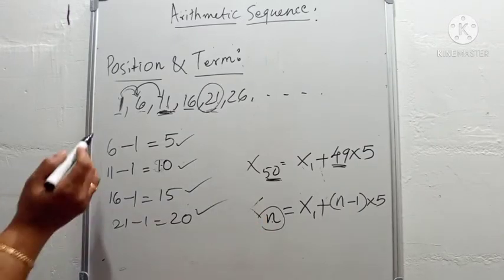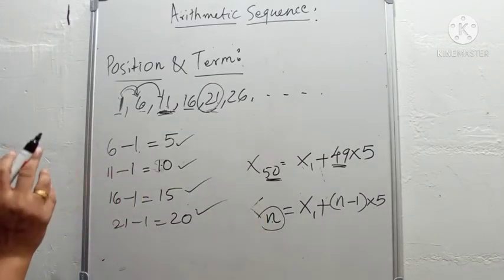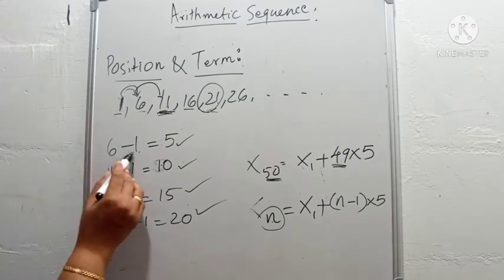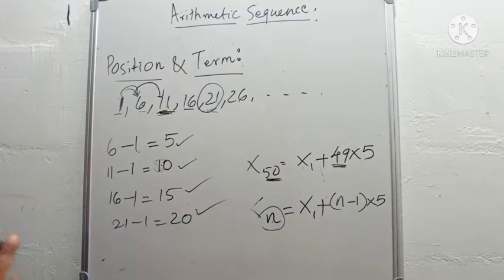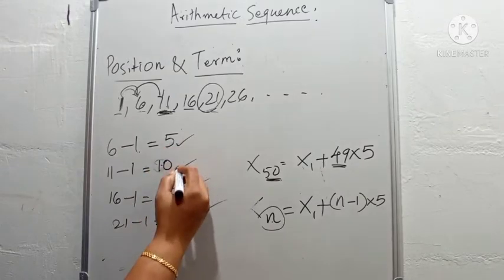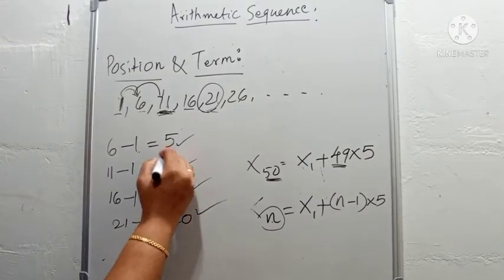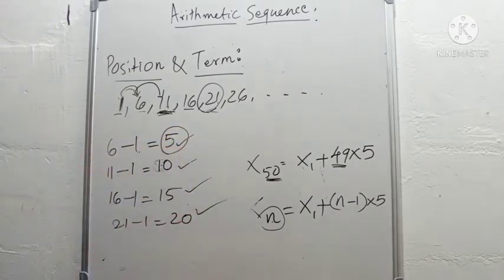That means the difference between any two terms of an arithmetic sequence is a multiple of the common difference. Okay.